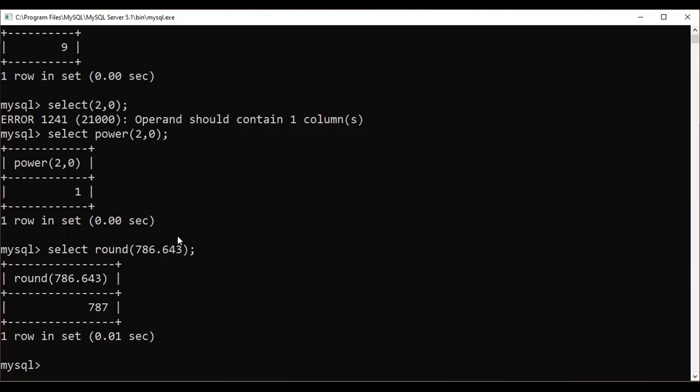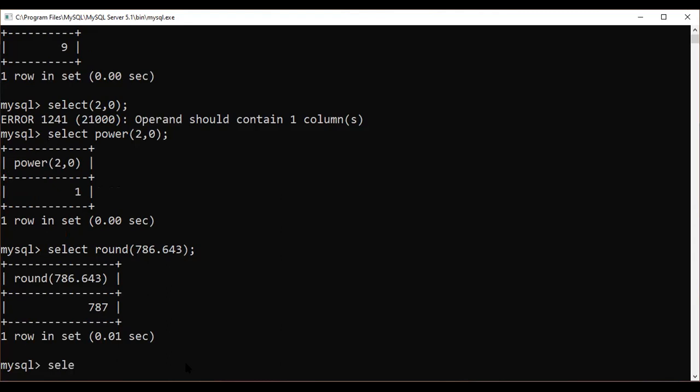How? Because you don't need this decimal part, but before skipping this decimal part, it checks whether the first number in the decimal places is greater than or equal to 5. Here the 6 is there, 6 is greater than or equal to 5, it is satisfying. So a plus 1 has to be added to the ones place. So 6 will become 7 and you got the output as 787.